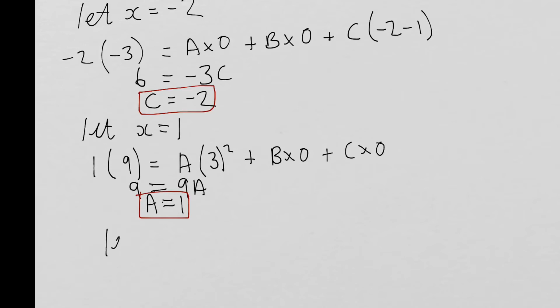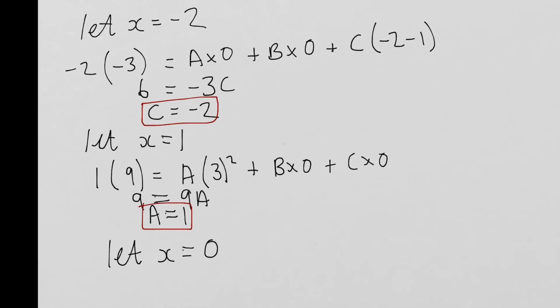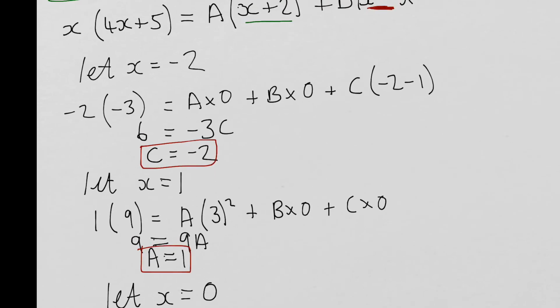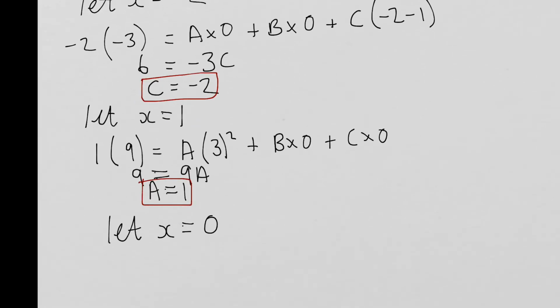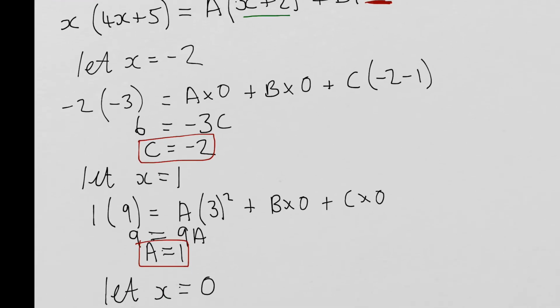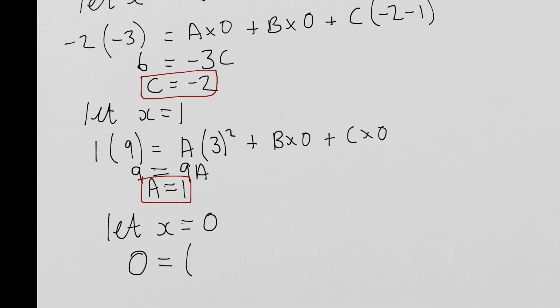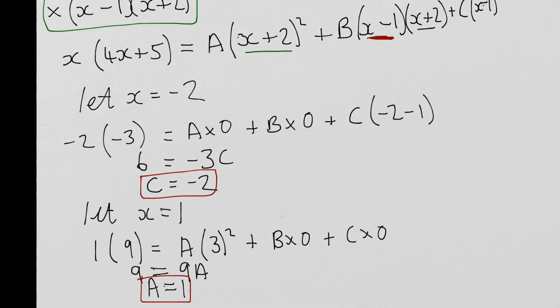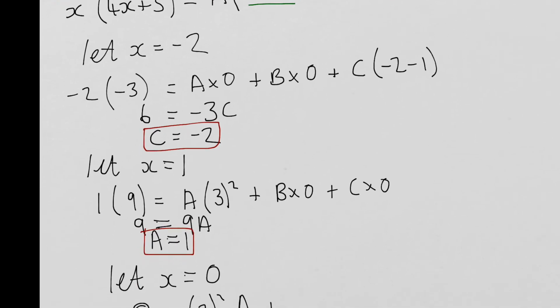Okay, so let x be equal to 0. On our left-hand side, if you recall, we're going to have 0 times 4x plus 5, but anything times by 0 will give us 0. On the right-hand side, we are going to have 2 squared times by a, plus minus 1 times by 2b.